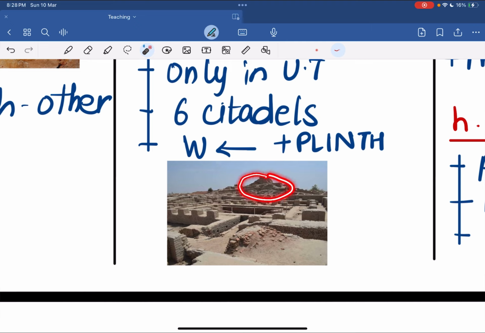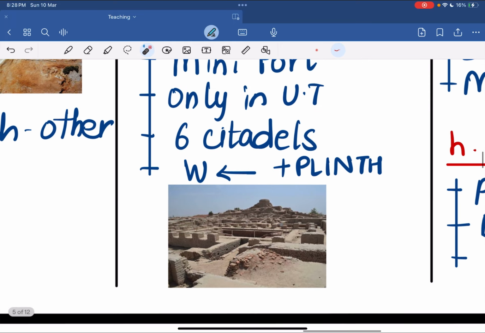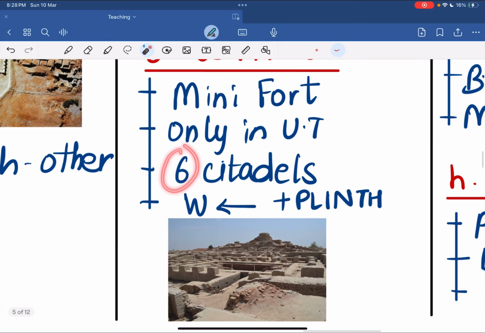And it was in the upper town. So this section is our upper town. ये अपना lower town हो गया. How many citadels were found so far? 6 citadels. Again, जो biggest citadel है वो हमें मोहनजोदारो में मिला है.